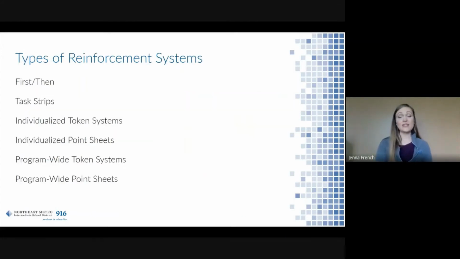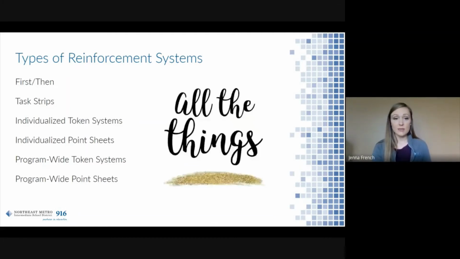Now we'll go into the different types of reinforcement systems. Today I'm going to talk about first-then, task strips, individualized token systems, individualized point sheets, program-wide token systems, program-wide point sheets, and I will also talk a little bit about group contingencies.